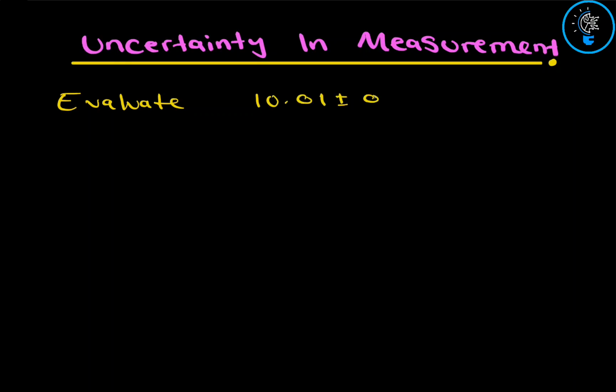10.01 plus or minus 0.02 meters minus 9.08 plus or minus 0.01 meters as well. Then we are told to evaluate this one. How do you go about it? Remember, even though it's minus, we just add the absolute uncertainties.